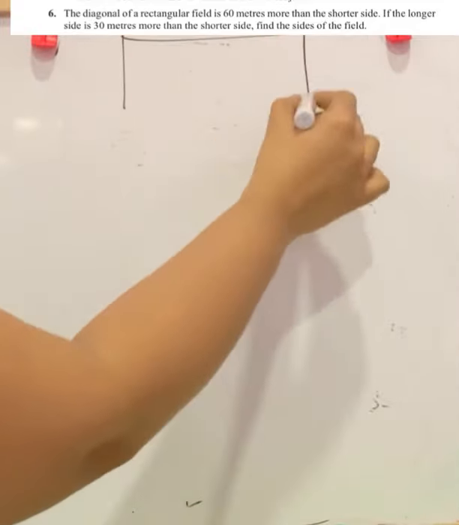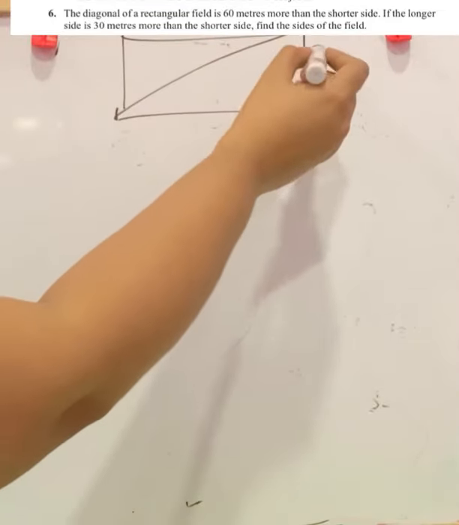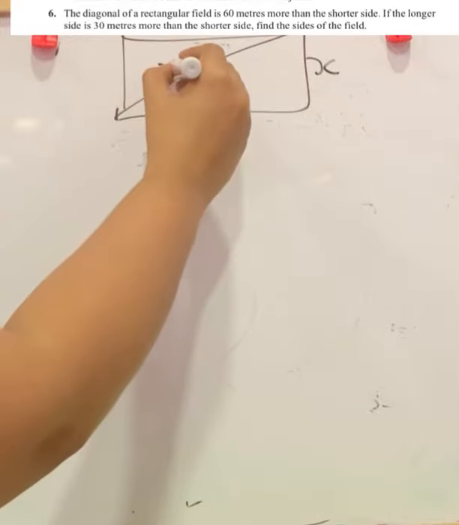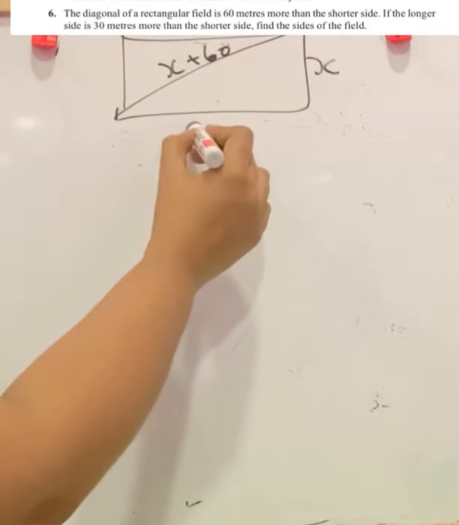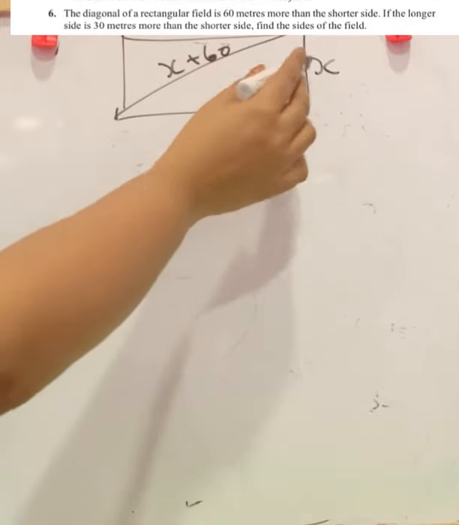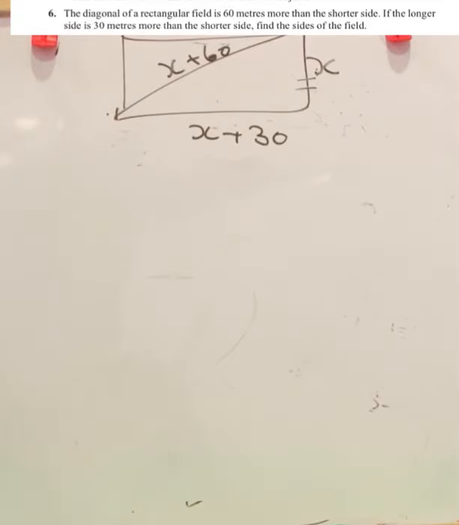Next question. The diagonal of a rectangular field is 60 meters more than the shorter side. If the longer side is 30 meters more than the shorter side, find the sides of the field. So here it is a rectangular field and we have the diagonal. The diagonal is 60 meters more than the shorter side. If this is the shorter side x, this will be x plus 60. If the longer side is 30 meters more than the shorter side, then this side is x plus 30. This is the shorter side, this is the diagonal and this is the longer side of the rectangle. Find the sides of the field.